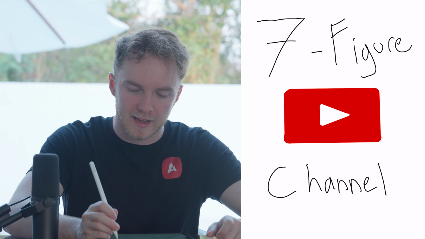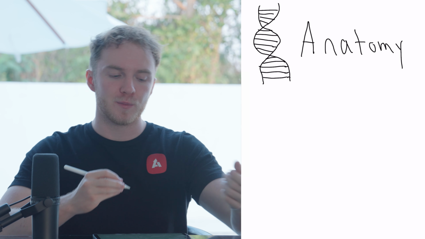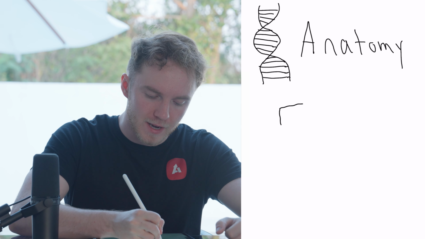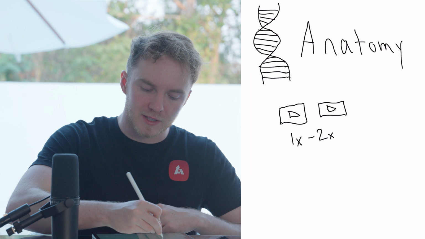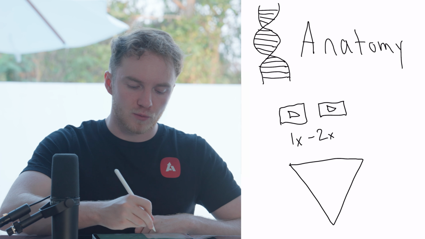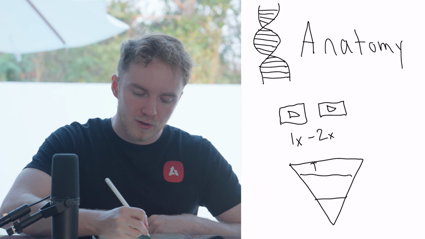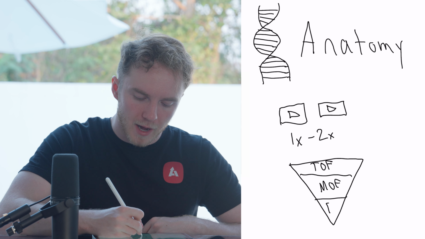So how do we build a 7-figure YouTube channel? Well, it looks like this. The anatomy of a 7-figure YouTube channel comes down to posting videos. So we want to post 1 to 2 videos a week, but the important part is how you split up these videos. And what we want to do is essentially create a mix of top of funnel content, middle of funnel content, and bottom of funnel content.